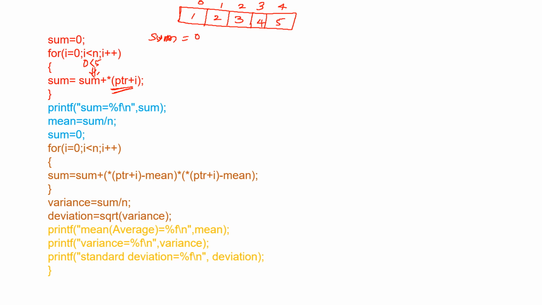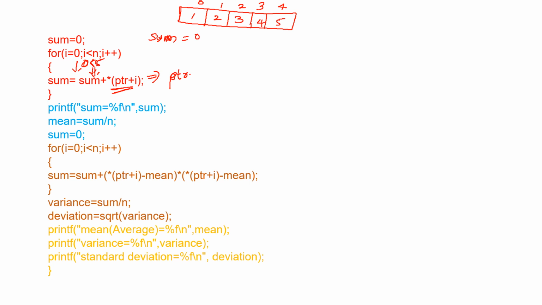So what is this asterisk ptr plus i? It is nothing but equivalent to ptr of i. Okay, so this is equivalent to that. So now let us proceed with, for i is equal to 0, i less than n, i plus plus. So for the first case, i is equal to 0, right? Whether 0 is less than 5, yes, it enters into the loop. Now sum is equal to sum plus star ptr plus i.